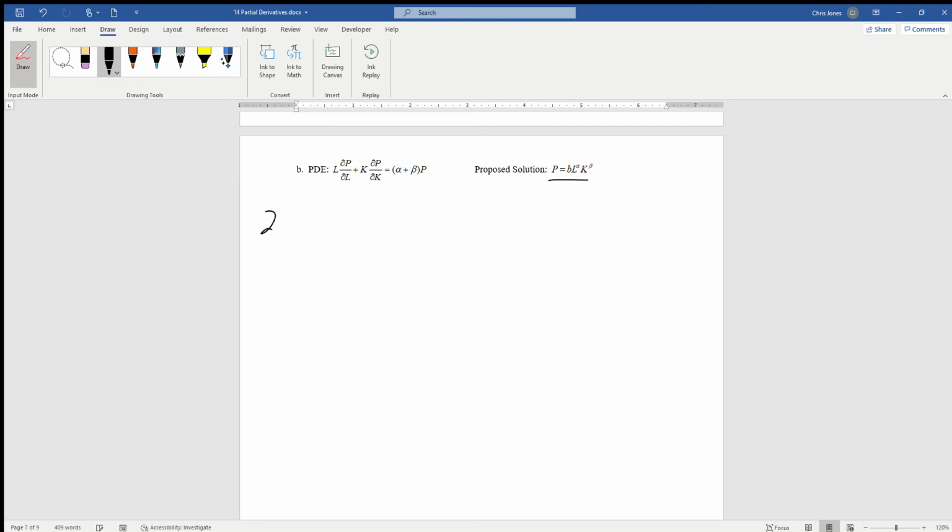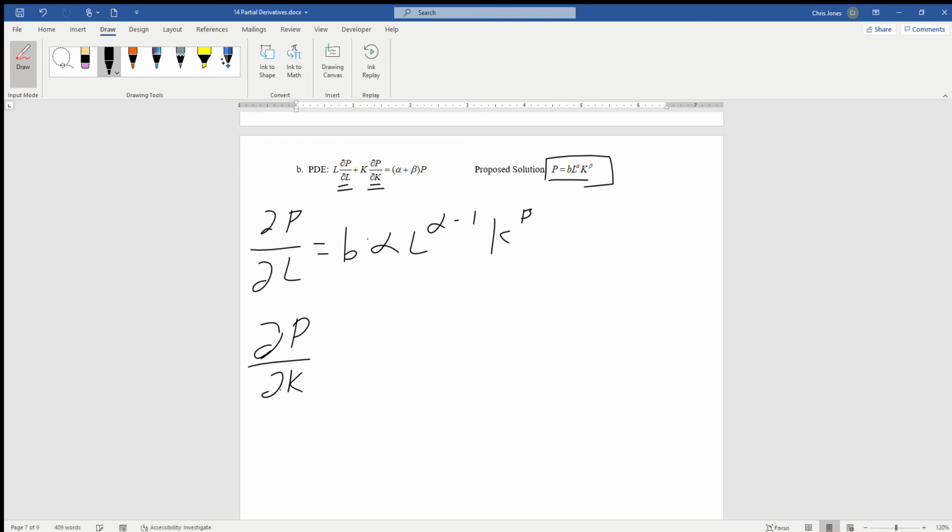We're going to take the partial of p with respect to L. All right, so we're just taking this equation, and the derivative with respect to L is actually pretty easy. We're still going to keep the b. We are going to have times alpha L to the alpha minus 1. We're just basically using the general power rule on L, and k to the beta stays exactly what it is. Now the partial of p with respect now to k. All right, so all I'm doing is just finding these partials. We're going to do the exact same thing. So we're going to get b L to the alpha, and then the derivative of k to the beta is going to be beta k to the beta minus 1.